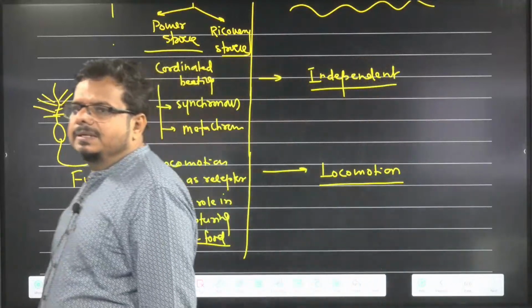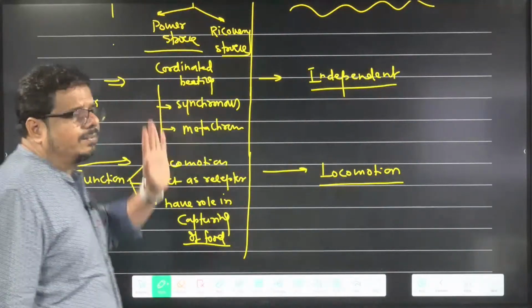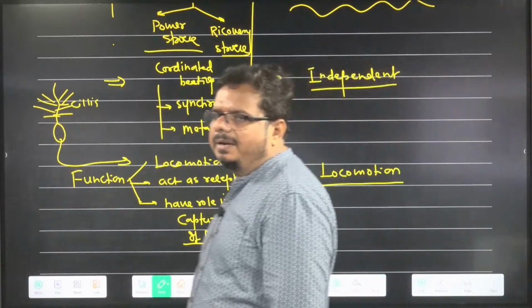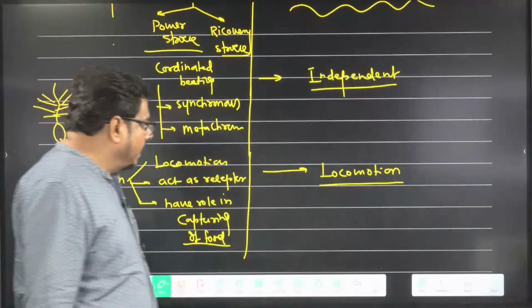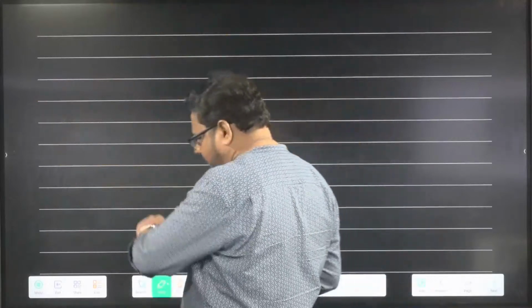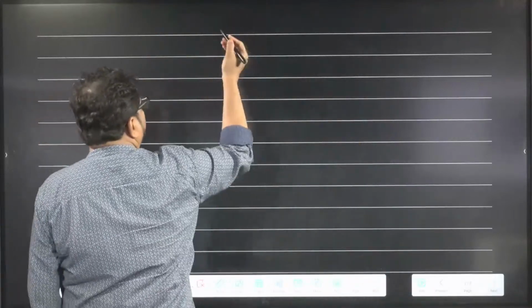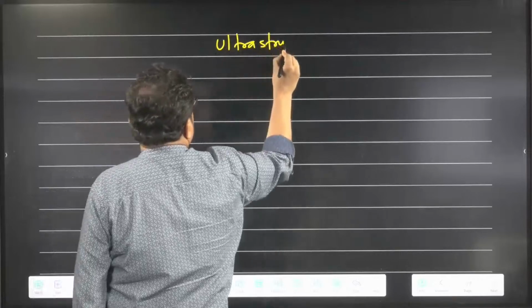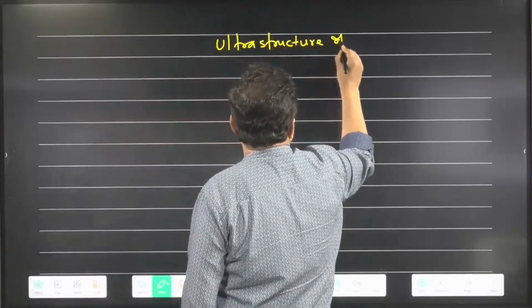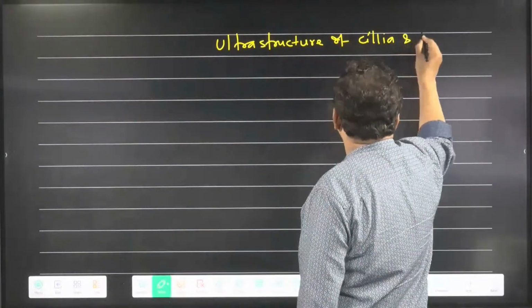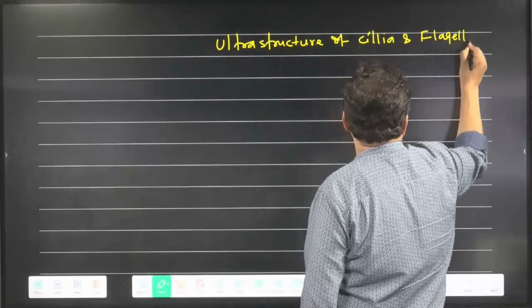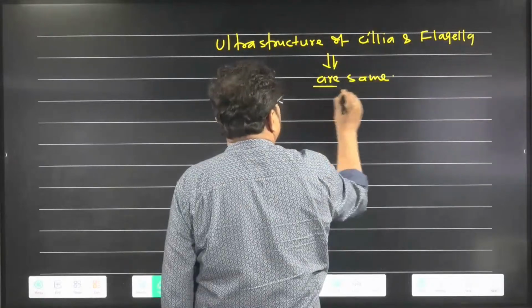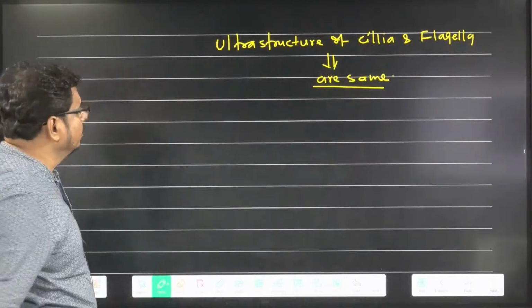So this is about the structure, the difference between cilia and flagella. Are you able to understand some differences or not? Is it clear in the mind? Now I am just telling you about the ultrastructure of cilia and flagella. One thing you keep in mind: the ultrastructure of cilia and flagella is the same. There is no difference in the internal structure.